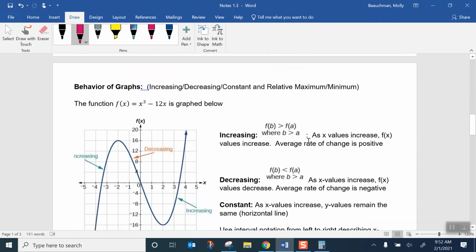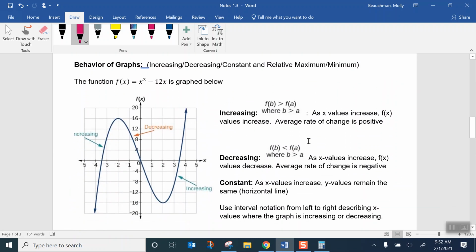All right, the next part of this section is behavior of graphs, where graphs are increasing, decreasing, or constant, and relative maximum or minimum values. So we have a function f of x, x to the third minus 12x, graphed below. So notice this graph goes forever in each direction. So the domain of this function is negative infinity to infinity. It's increasing for part of that, decreasing, and then increasing again.